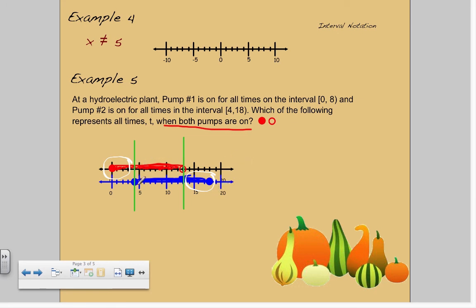All right, so this number right here is 4, and since it's shaded in both, it gets a square bracket. And then up to here, this is 8, but this guy is on in 8, and this guy isn't, so 8 must get an open bracket. So these pumps are both on from 4 to 8. Who knows? Maybe they're using military time here. We don't know what 4 and 8 represent, but we did answer the question.